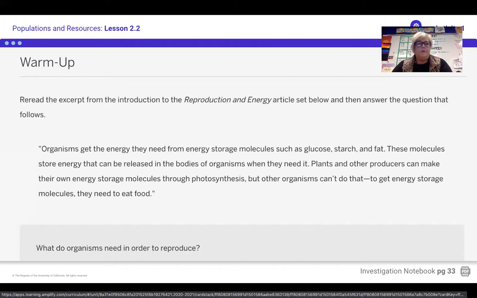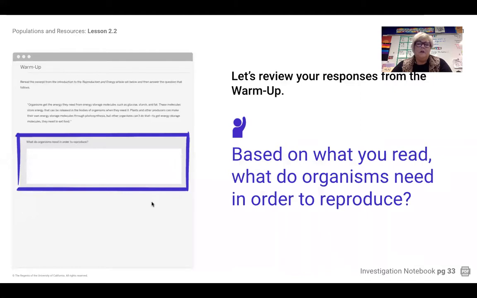Okay, so let's talk about what organisms need in order to reproduce. Hopefully you guys wrote some things and were able to talk. I'm hoping you guys were able to have a conversation. Based on what we read in those articles, you should have identified that organisms need energy in order to reproduce. More specifically, I'd like you guys to think back to the articles. What specifically do they need? They need energy. Where do they get that energy from? And they get it from their food.